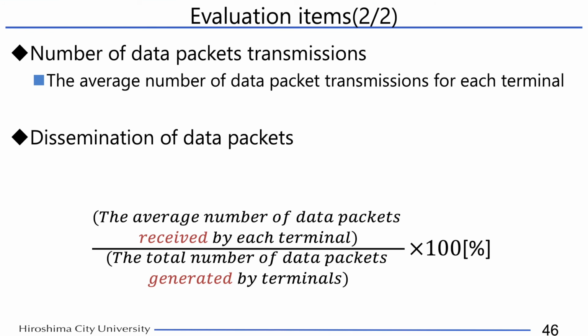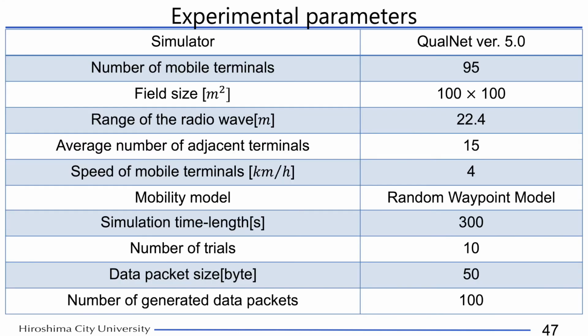The number of data packet transmissions is the average number of times each terminal has transmitted data packets. The dissemination of data packets is the average number of packets received by each terminal in the field during the simulation time out of the total number of data packets generated. Look at this table. This shows the experimental parameters.